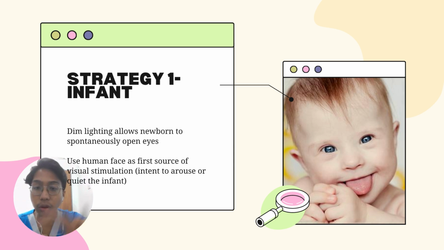And then next is to use the human face as the first source of visual stimulation. For example, why do we give the infant to the caregiver? So that when they see their caregiver, they feel more calm and more relaxed. If they see faces other than the caregiver's, they tend to show fear, scare, and cry, because they think, I don't know this person. So that's an example of it.